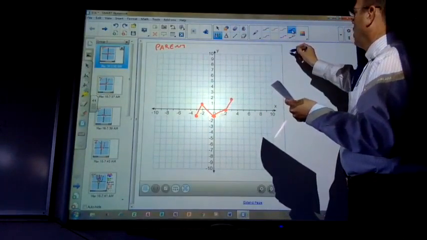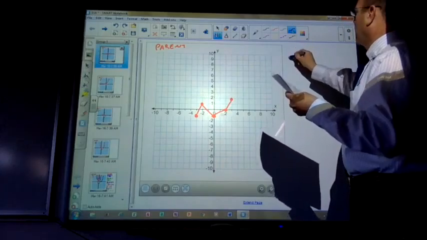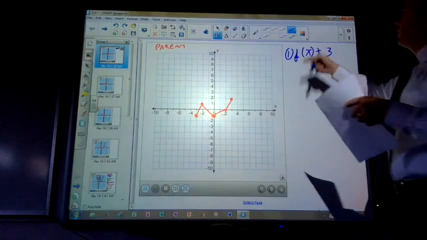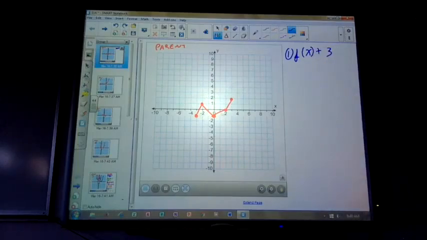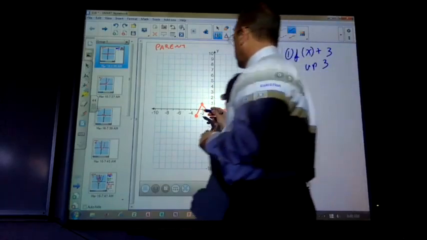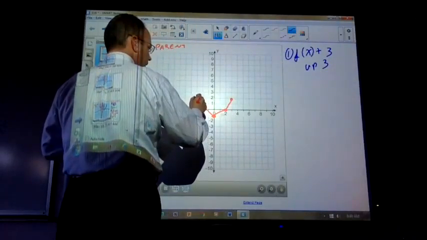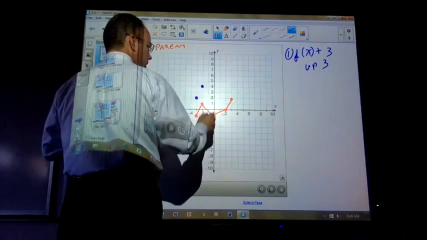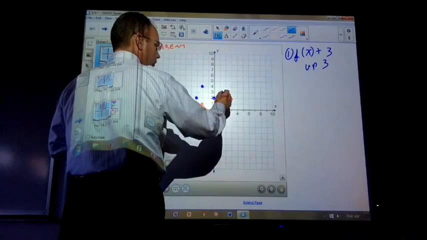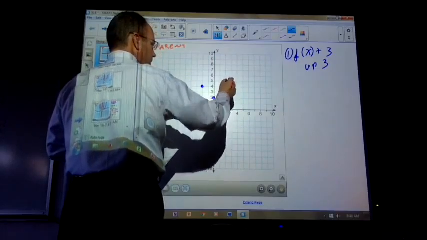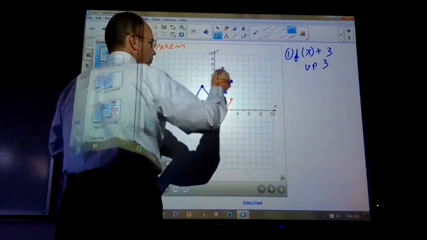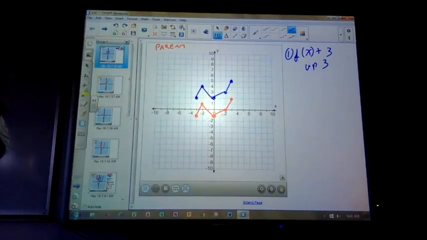All right, so 1, 2, and 3 go along with this graph, so we'll do all the shifting here. What's this one doing? Yep, up 3. Okay, so I can take all these points and go 1, 2, 3 for each one. So our new graph looks like that. That's easy. I think these are easy to see.